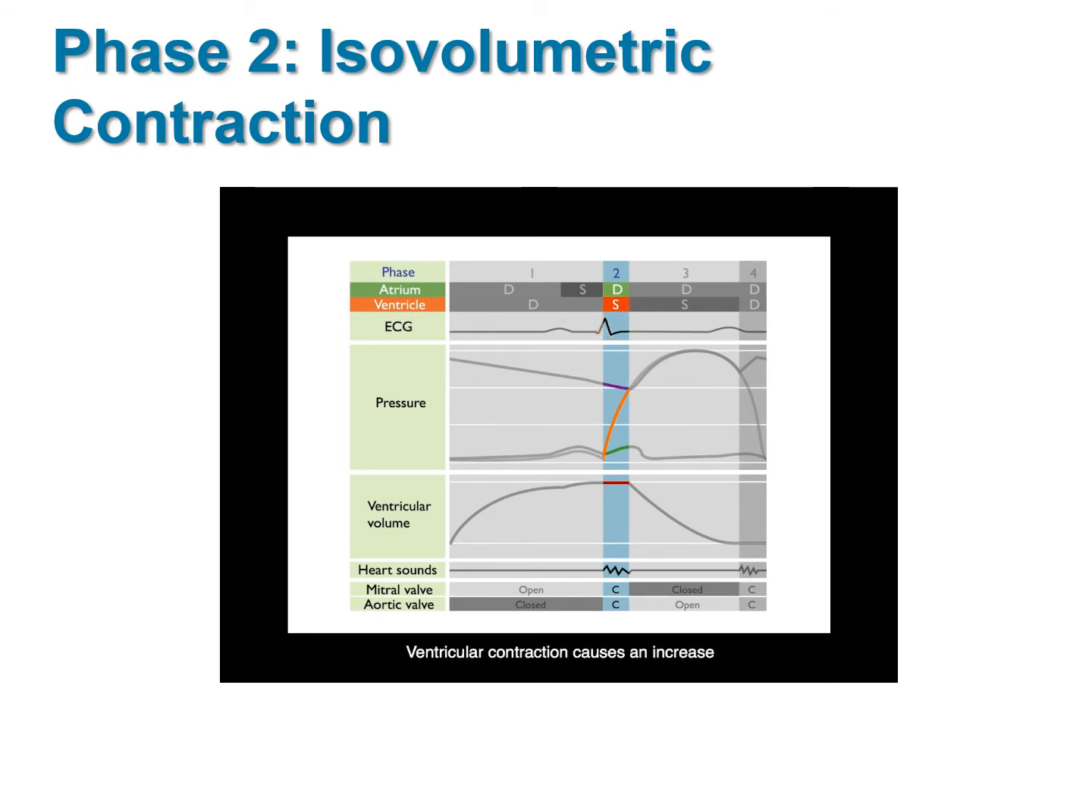Ventricular contraction causes an increase in pressure that closes the mitral valve. Closing of the atrioventricular valves causes the first heart sound. During isovolumetric contraction, the aortic valve remains closed because aortic pressure is still higher than ventricular pressure.